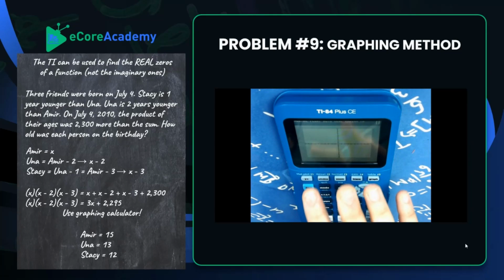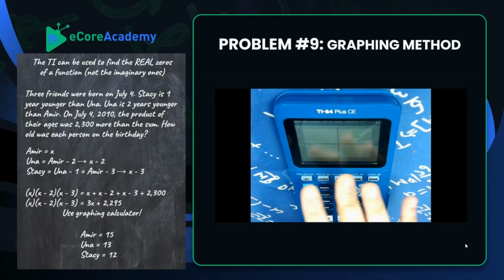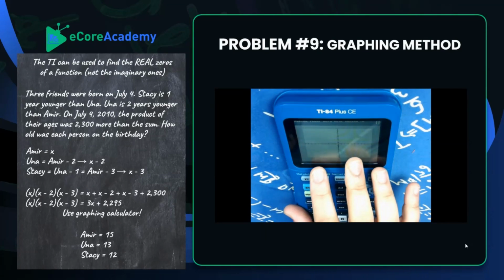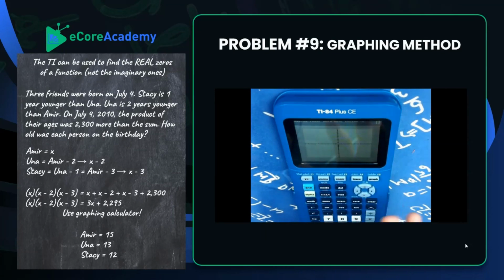We can use Amir as our basis of comparison because we're told the ages of Stacy and Una relative to Amir. So Amir can equal X for us because we're not necessarily told what his age is. Then if we have Amir as our X, we can decide what Una's age is going to be. We're told that Una is 2 years younger than Amir, so since Amir is X, Una is X minus 2. Stacy, on the other hand, is 1 year younger than Una, so Stacy is Una's age minus 1.